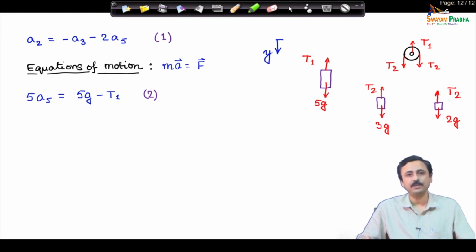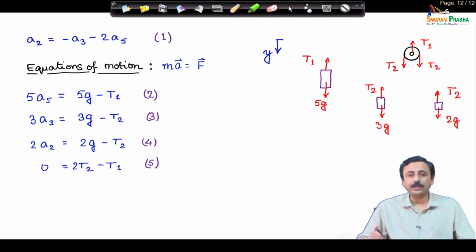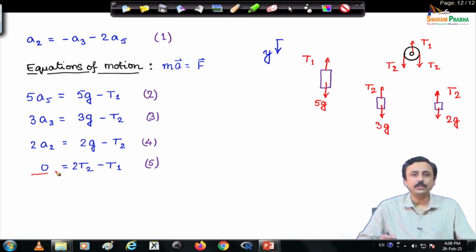Remember, force has to be represented in the same reference frame as we are doing the kinematics. Therefore, this 5g, the weight, is acting vertically downwards, so that is positive on the right hand side as a force, and tension is acting vertically upwards, that is negative. So, 5g minus T1 is the net force on the 5 kg block. Similarly, the 3 kg block, 3 times a3 is equal to 3g minus T2. Similarly, for the 2 kg block, and finally, for pulley P2, which is massless, our left hand side is 0 and the right hand side is the net force acting on that pulley. T1 is acting upwards, so minus T1 and plus 2 times T2, as you can see from here.